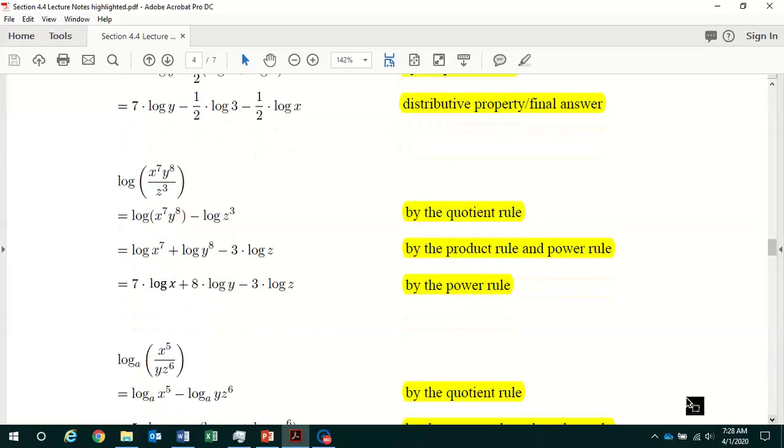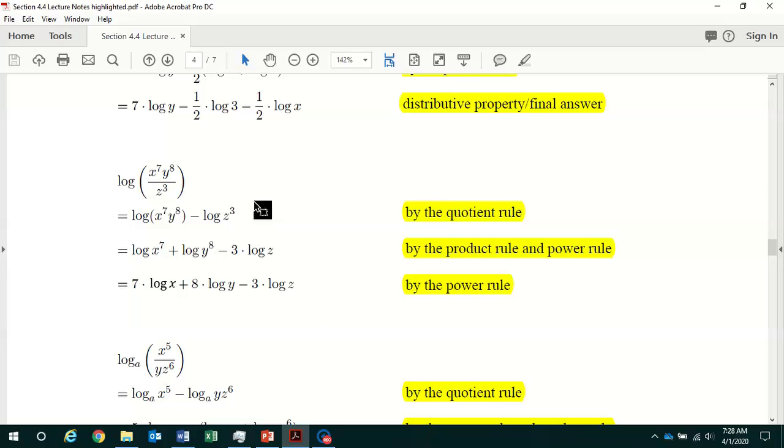Next we have the common log of x to the 7th times y to the 8th all over z cubed. And so again, we will apply the quotient rule to break up this quotient. So this is equal to the log of the numerator minus the log of the denominator. So we have log of x to the 7th times y to the 8th minus the log of z cubed. Well, x to the 7th times y to the 8th is a product, so we apply the product rule, splitting that up, and we have log of x to the 7th plus the log of y to the 8th.